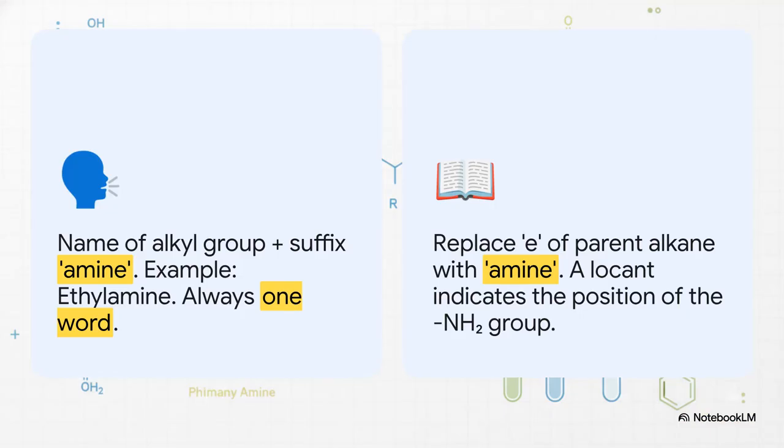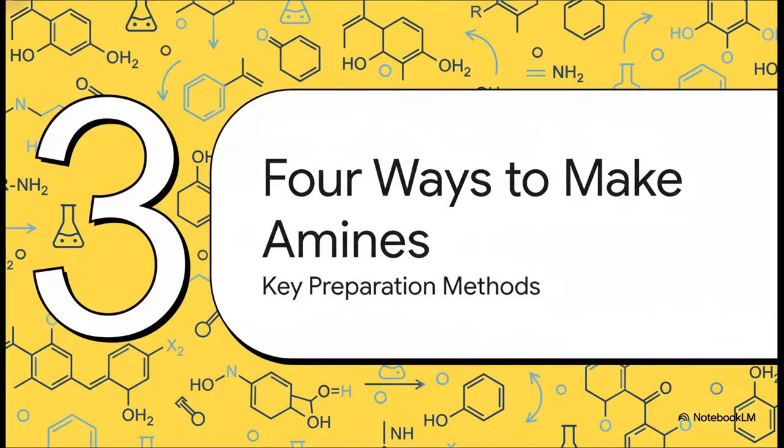So, you've basically got 2 systems for naming these guys. First, there's the common name, which is super easy. You just take the name of the alkyl group and tack on the word amine. So, ethylamine. Simple, right? But then you have the official IUPAC name, which is what you'll see on tests. For that one, you find the parent alkane, like ethane, you drop the final E, and you add amine. So ethane becomes ethanamine. And if the carbon chain gets longer, you just slap a number on the front to show where that amine group is attached. Easy peasy. Okay, Section 3.